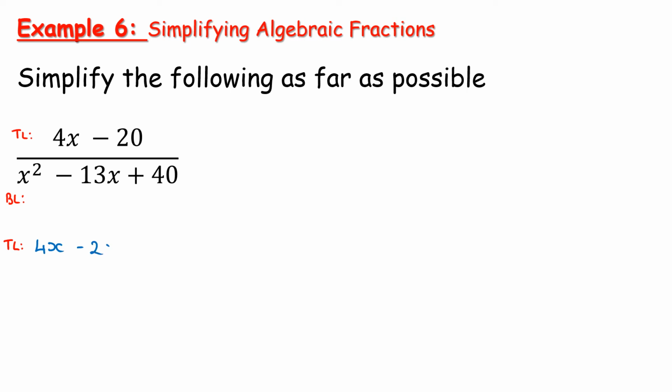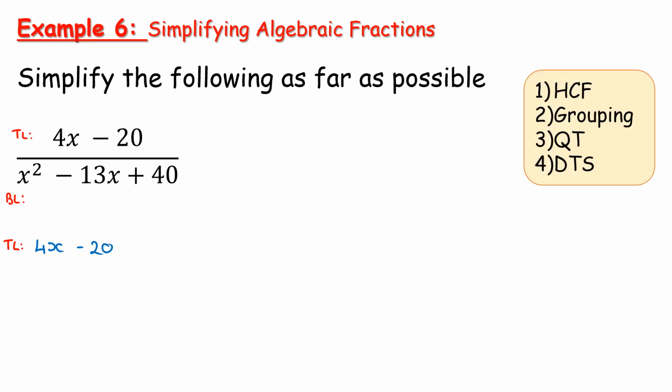4x minus 20. Okay, so there's our list. It's going to be highest common factor. 4 is common. That leaves us with x minus 5. My bottom line, that's a quadratic trinomial. So this time I'm going to use the shortcut. So plus 40. So my guide number, remember I'm allowed to use my shortcut because it's just an x squared. That's all that's there. So I have a plus 40 and I want to get minus 13. So my signs are going to be minus.